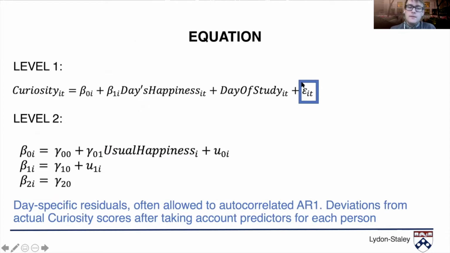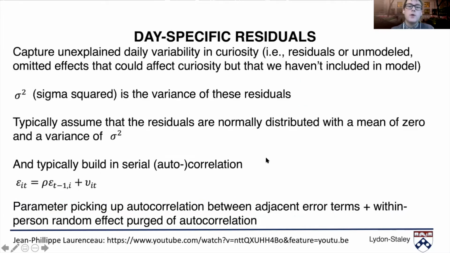And then these are day-specific residuals for person i at time t. These are often allowed to autocorrelate, AR1. We'll talk about what this means in a second. You can think of these as deviations from the actual curiosity scores after taking account of our predictors for each person. So let's dig into that a little bit more. Our day-specific residuals capture unexplained daily variability in curiosity. These are residuals, or the unmodeled effects that could affect curiosity but that we haven't included in the model. They have a variance, so sigma squared is the variance of these residuals.